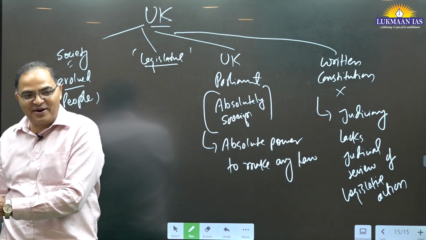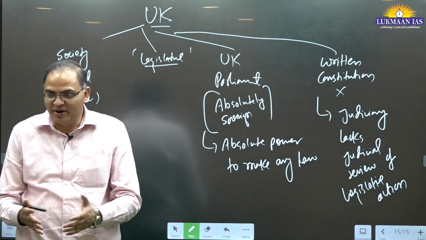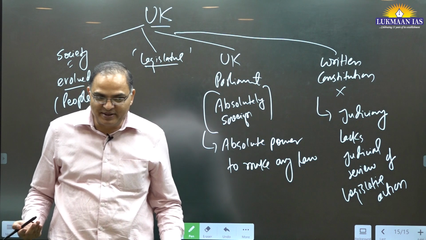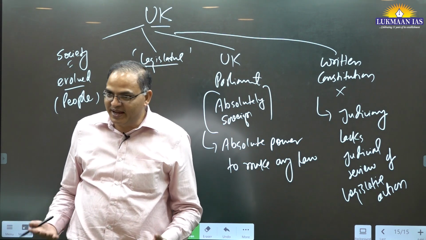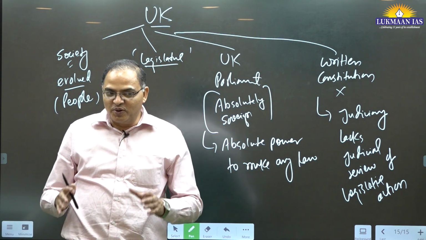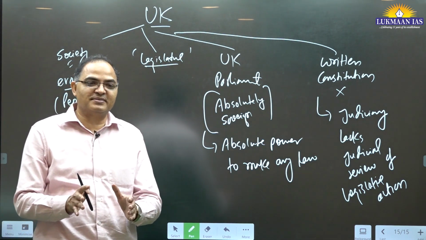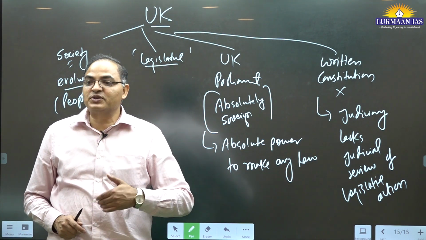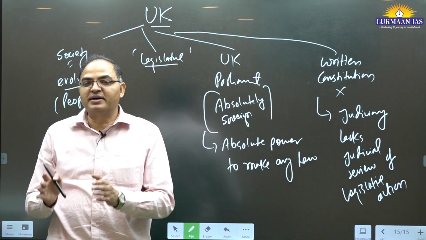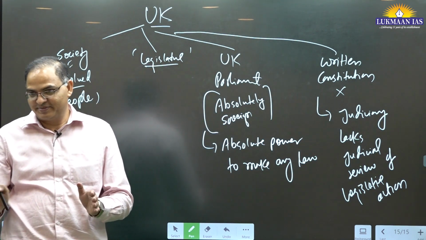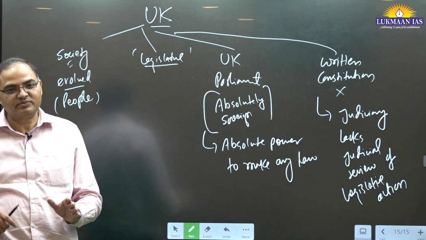The idea of rule of law, the concept of rule of law, came on their land. The Bill of Rights came on them. Democracy came on them. So all those constitutional and democratic developments first happened on UK land in modern times. This is to know that.